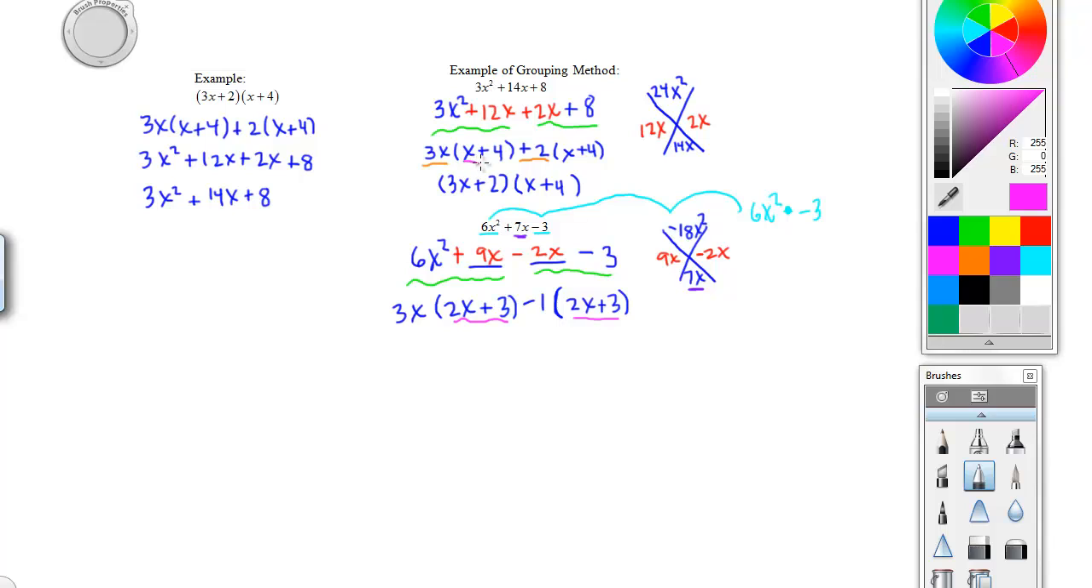Notice here, these are both x plus 4s in our previous example. Okay, so then see if you can figure out what the two factors will be when we write it in factored form. So one of the factors is the 2x plus 3. I like to write that second, but if you'd rather write it first, it doesn't matter. And then the other factor are the pieces that are remaining out here. 3x and a minus 1.